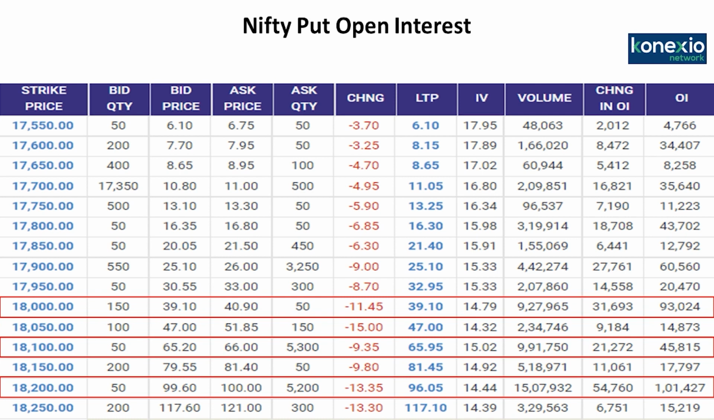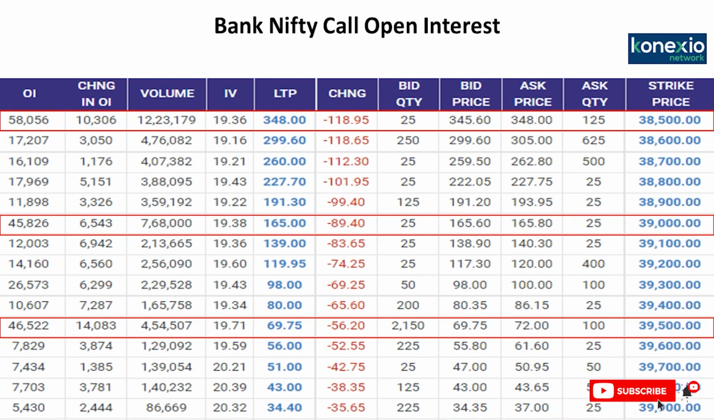Now let us see what we have observed in Bank Nifty calls. In Bank Nifty calls, you will see on the screen the action was seen in 38,500 calls, then 39,000 calls, then 39,500 calls. Here you can see there has been a rise in the open interest, but there was a significant drop in the percentage change in the premium. The implied volatility is slightly higher. It is between 19 and 20.